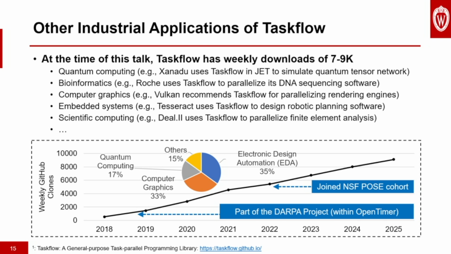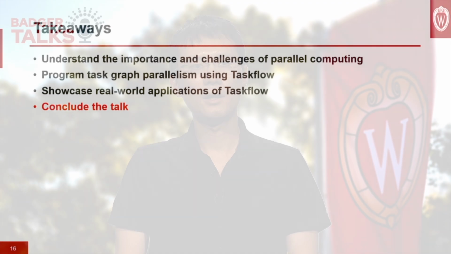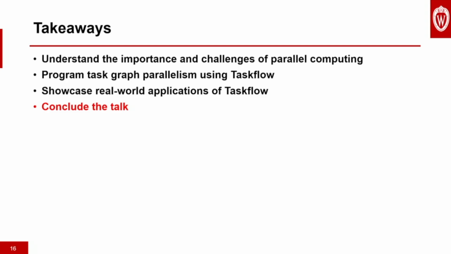It has grown almost 3x over the past 5 years. We have people using Taskflow for quantum computing, bioinformatics, computer graphics, embedded systems, scientific computing problems, and so on and so forth. In today's talk, we have understood the importance and challenges of parallel computing. We have also introduced our parallel programming solution, Taskflow, and shown you how we can use it to program both static and dynamic task graph parallelism easily and quickly. Finally, we went through some real-world applications of Taskflow.